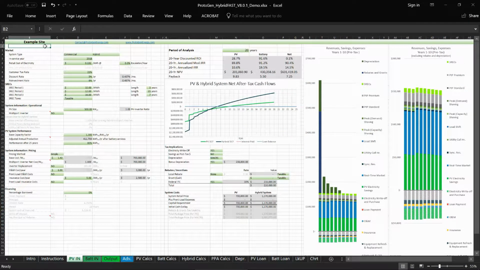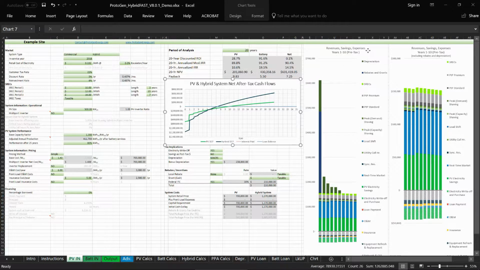The PV input tab and the battery input tab are both organized into similar sections, as you'll see by these main headings. Market, SREX, well, that's PV only. Operational considerations, performance considerations, pricing considerations. There's a financing section. Then we have tax implications, rebates and incentives, system costs, and then the financial metrics up here at the top. Both the PV input tab and the battery input tab have these cash flow charts and the revenue stacks so that you can see the effects of changes in real time.